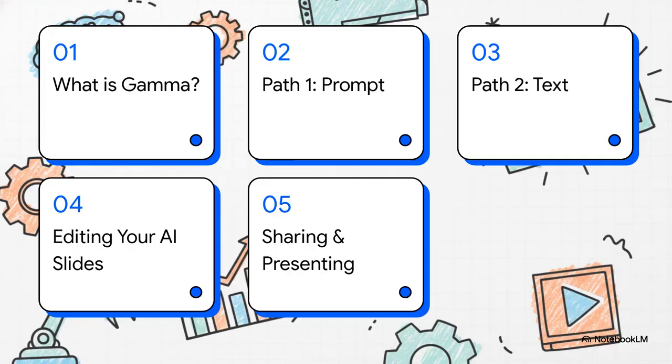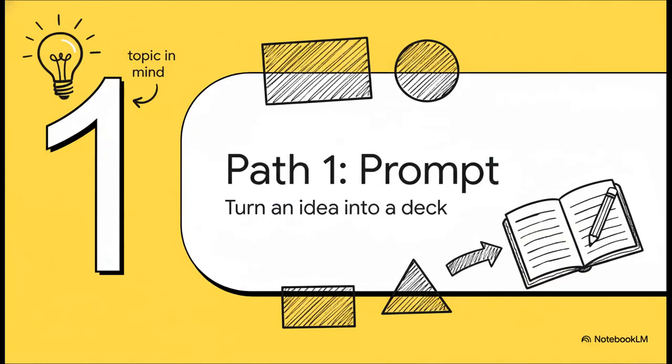All right, so here's the plan. We'll look at what Gamma is and then the two main ways you can create with it, starting with a prompt and starting with your own text. After that, we'll get into editing your slides and finally how to share and present everything. Let's jump right in. Okay, path one, starting with a prompt.